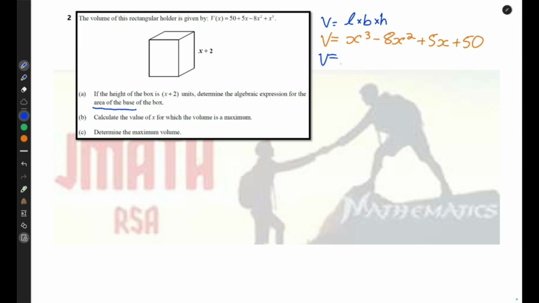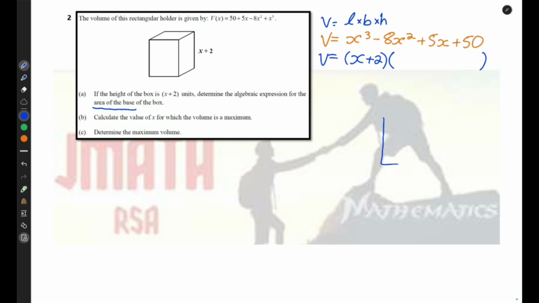Now, if I factorize, I know one of the brackets is going to be x plus 2, and that is the height that they gave me. They are now interested in the second bracket. Unfortunately, this is an x cubed, so I'm going to have to factorize a cubic. I can use the calculator, I can use algebraic long division. I'm just going to go for synthetic division in this specific case.